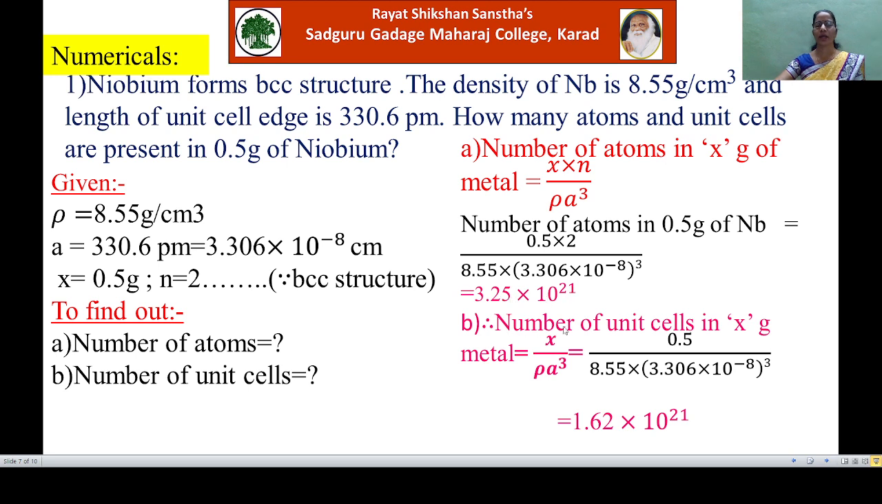We will calculate now the number of unit cells in x gram of metal by using the formula x upon rho into a cube. Now put the values: x is 0.5, rho is 8.55, a is given as 3.306 into 10 raised to minus 8, make its cube. By solving it, you will find the answer as 1.62 into 10 raised to 21.